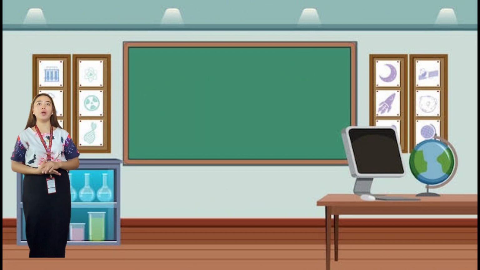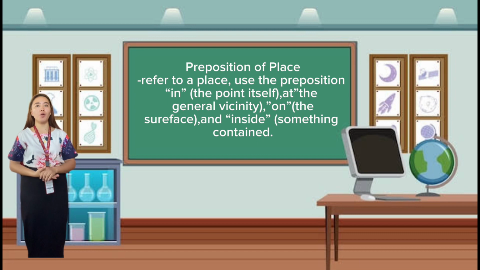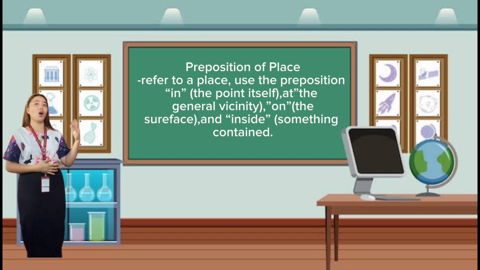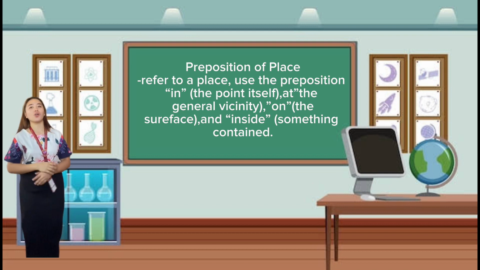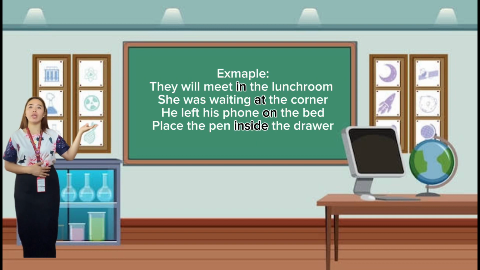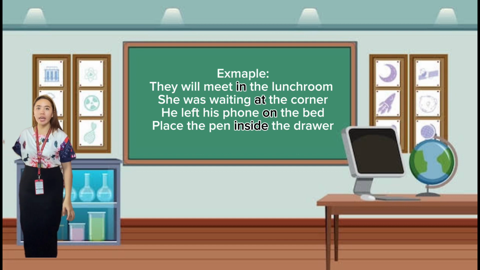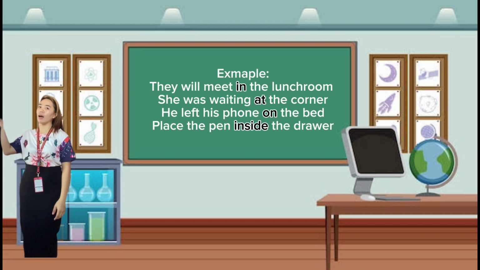So now let's have preposition of place. Preposition of place refers to a place. We use the preposition in for the point itself, at for the general vicinity, on for the surface, and inside for something contained. Here are some examples. They will meet in the lunchroom. She was waiting at the corner. He left his phone on the bed. Place the pen inside the drawer.